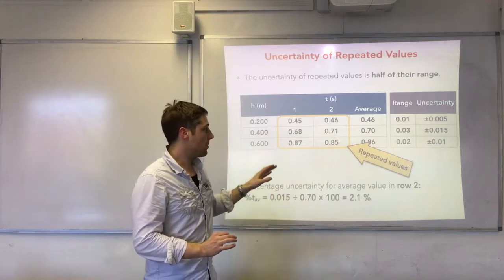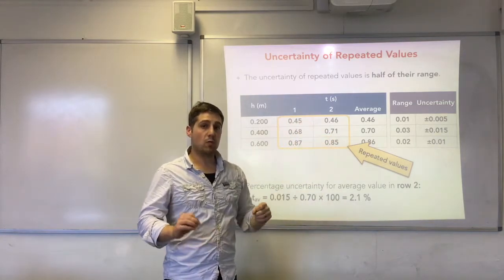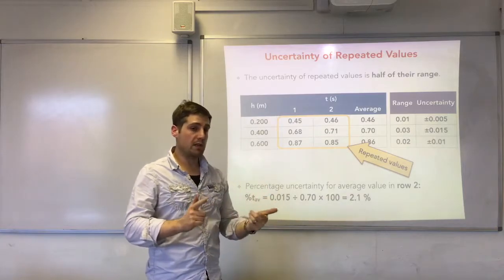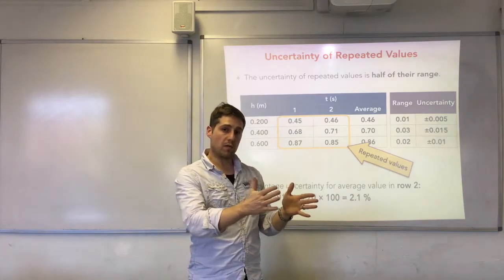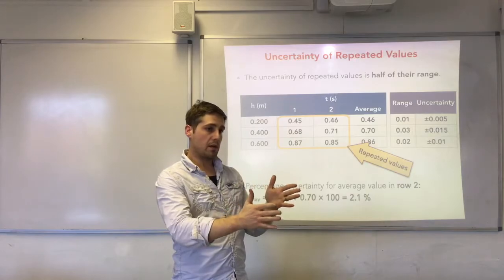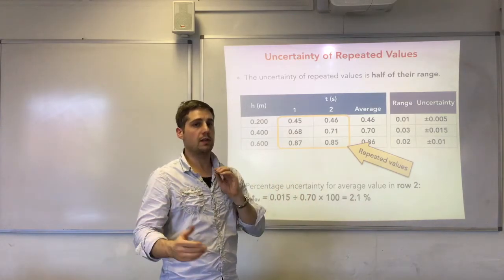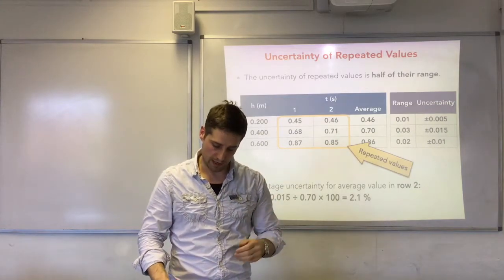This principle applies if you've got values in a table, but also if you were reading a meter, like a voltmeter or an ammeter, and you see that the value is fluctuating, you can take the highest and the lowest value, work out the range, and the uncertainty you could determine from half the range.